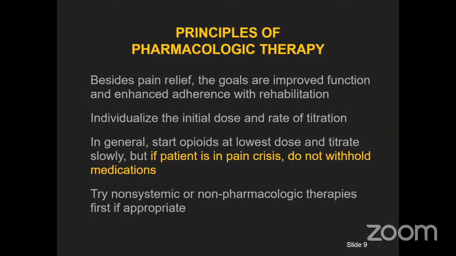So, principles of pharmacologic therapy: besides pain relief, the goals are to improve function and enhance adherence with rehabilitation. Individualize the initial dose and the rate of titration; in general, start opioids at the lowest dose and titrate slowly. But if the patient is in pain crisis, do not withhold medication. Try non-systemic or non-pharmacologic therapy first, if appropriate, because we have to weigh the benefit against the risk of adverse effects for the patient.